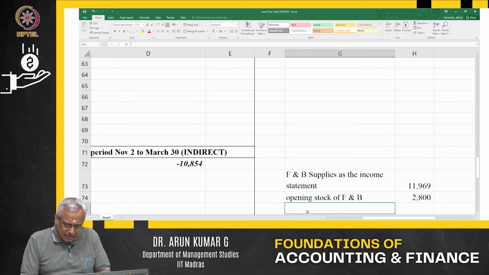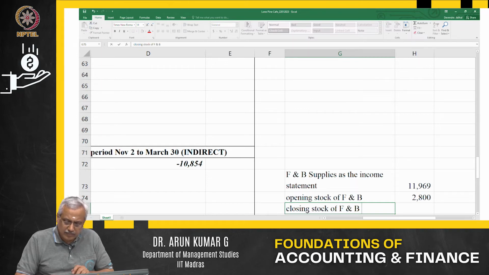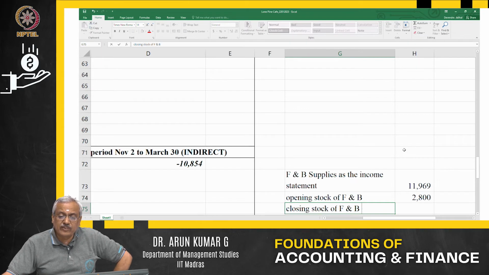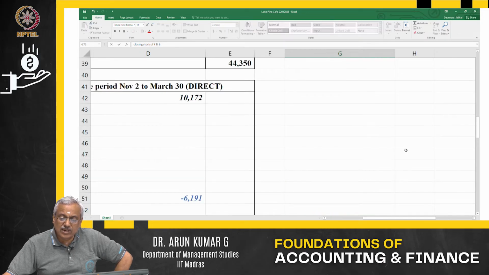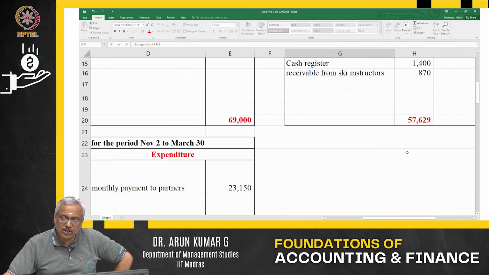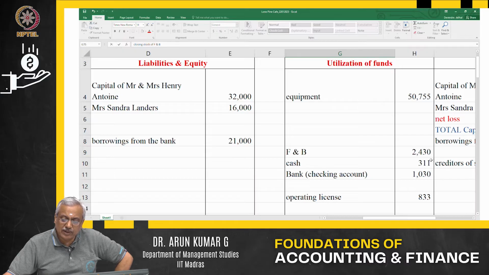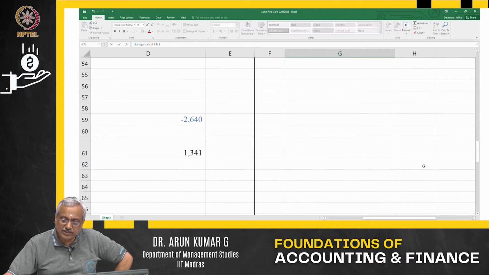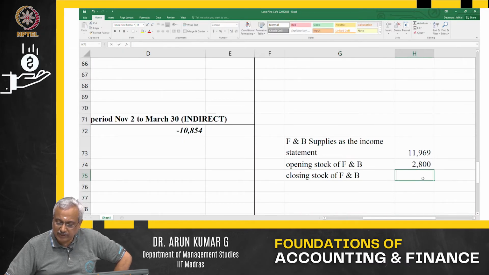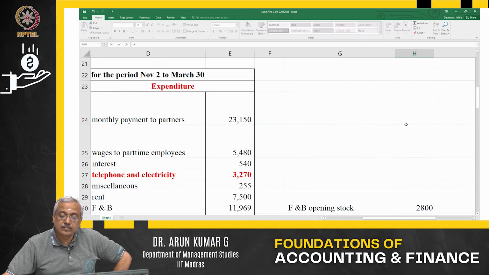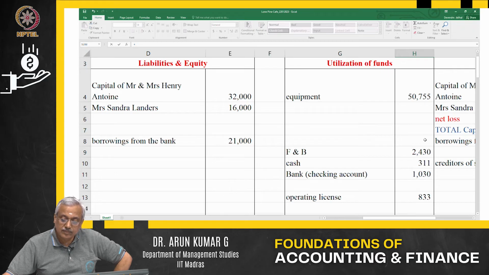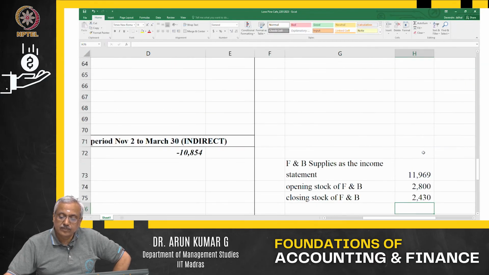What is the closing stock of F&B out there? What is the closing stock of F&B in this particular case? 2430 is the closing stock of F&B in this particular case. We have got all the three.